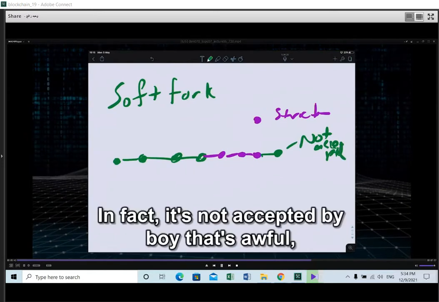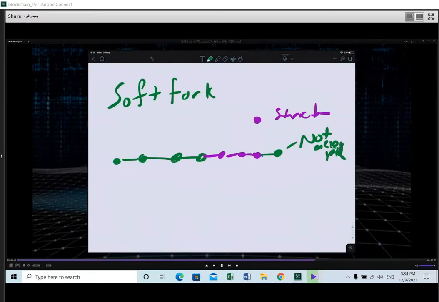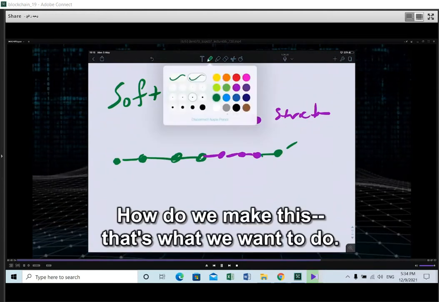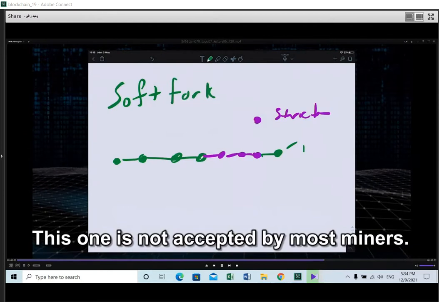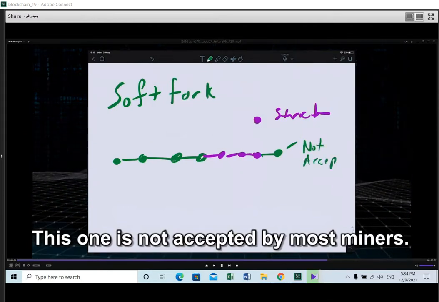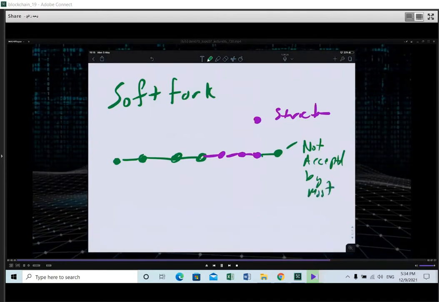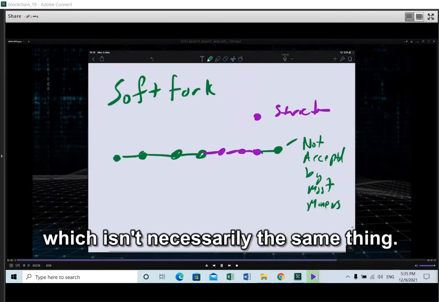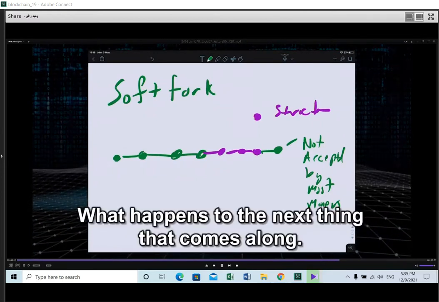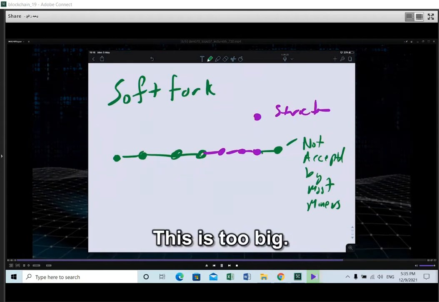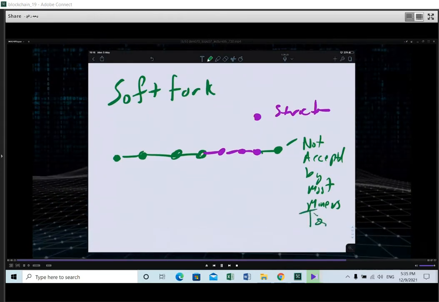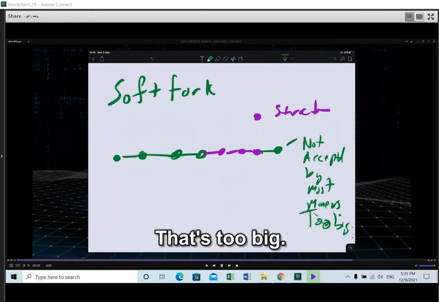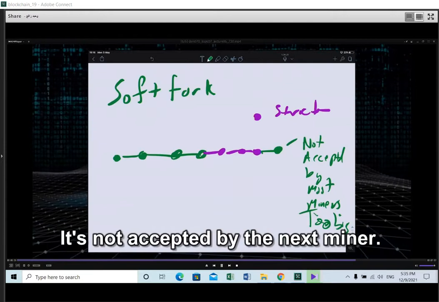by everybody. In fact, it's not accepted by most miners. When I say most miners, I mean most mining power, which isn't necessarily the same thing. So what happens to the next thing that comes along? This is too big. Remember, this was to be on the chain now. You have to be less than half a meg. So that's too big, so it's not accepted by the next miner.